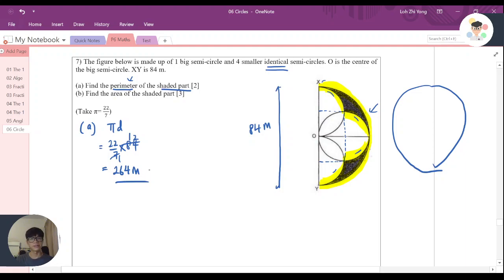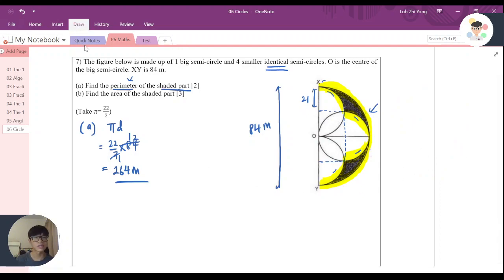Kind of easy, right? Just that you need to recognize. But in case you can't recognize, that's fine. We can calculate it one by one by finding the radius here. For example, 84 divided by 4 is 21. So you calculate manually and add up together. It's still the same answer, just whether you recognize it or not. Okay, and let's look at B. Find the area of the shaded part.